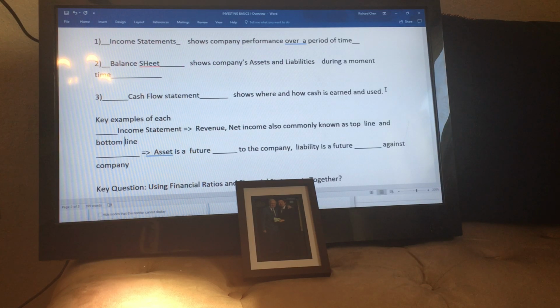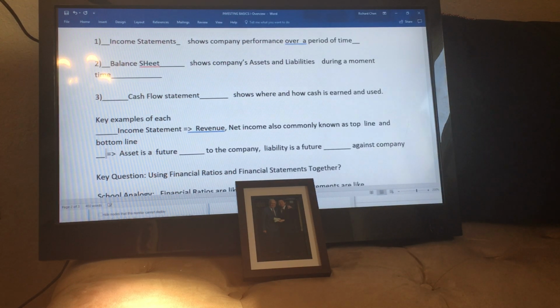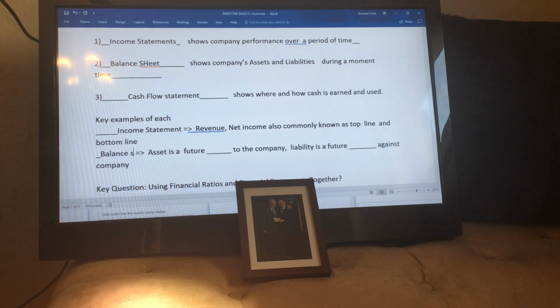It's basically the revenue, and you have all these deductions for expenses, and at the bottom, after you net them out, you have the net income. That's why it's called the bottom line. Very simple, right? Key example of balance sheet. The cash flow statement we will probably save for a more advanced class, actually, for the seminar on financial statements.